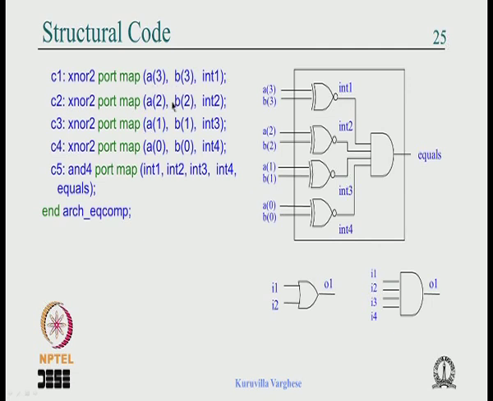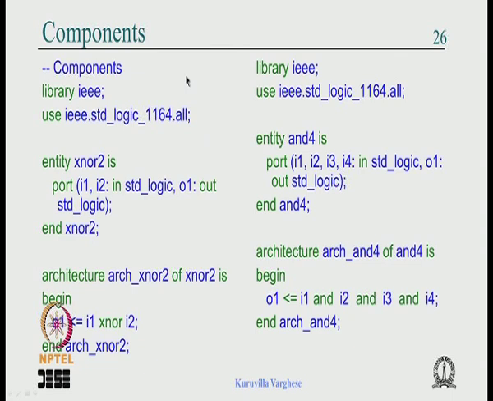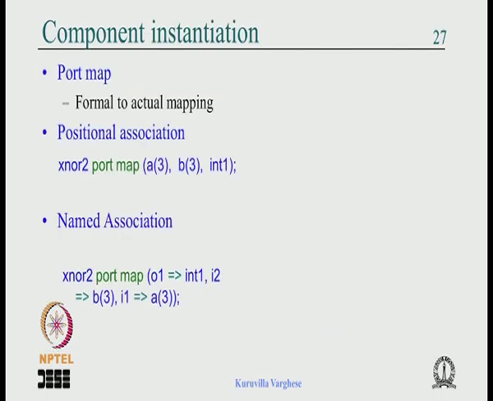The formal and actuals are associated in a positional way, and ultimately somebody has to describe the components. Maybe it is done before, it is in a library, it is in a different project, or it is in the same project in a different file, and so on. But this shows the component definition, the entity and architecture for XNOR, similarly for the AND gate. Once this is done, the structural coding is complete. You can simulate it, you can synthesize it.